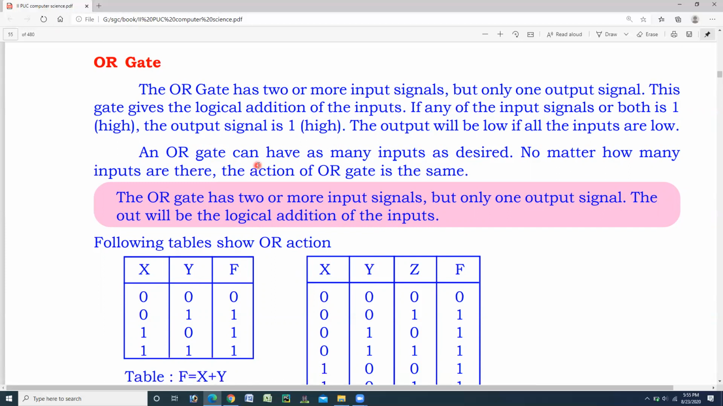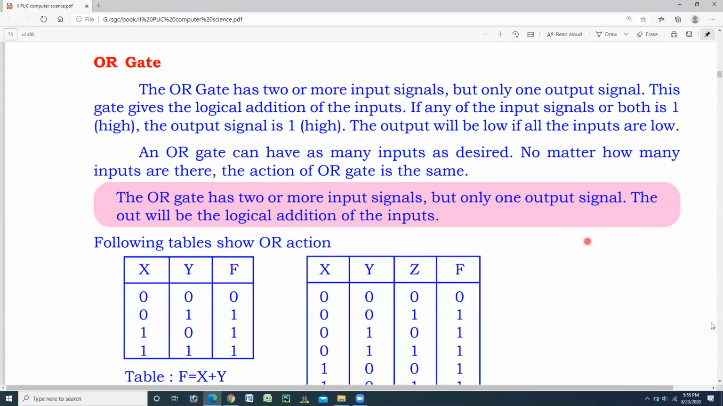An OR gate can have as many inputs as desired. No matter how many inputs there are, the action of the OR gate is the same. We are not worrying about the number of inputs here. But one thing you can keep in mind is that we need 2 or more. At least we need 2 inputs. More than that is welcome.